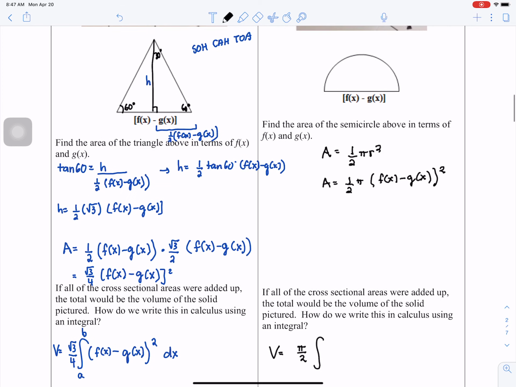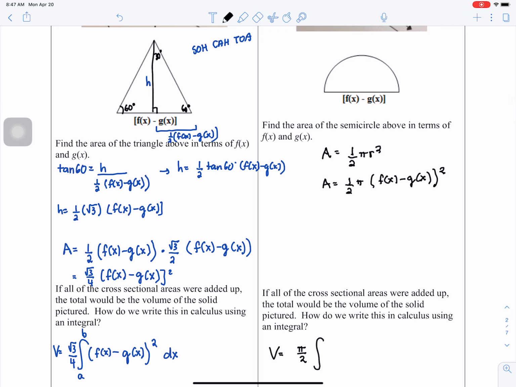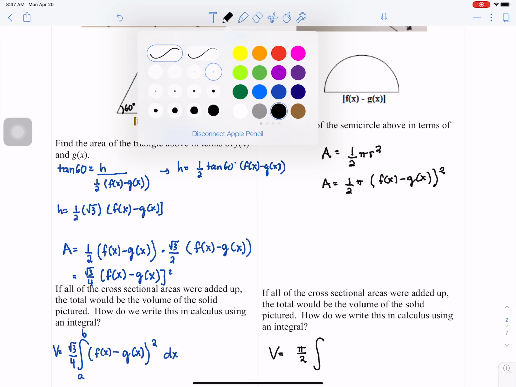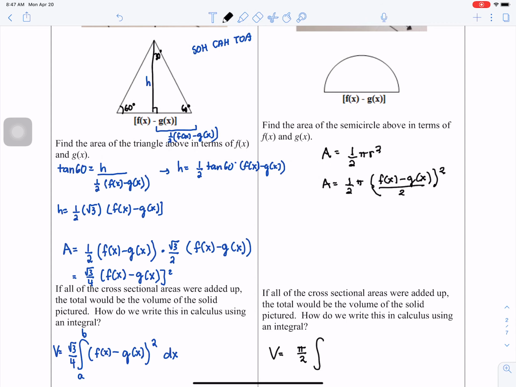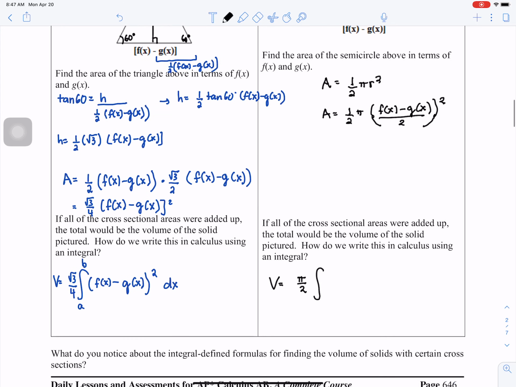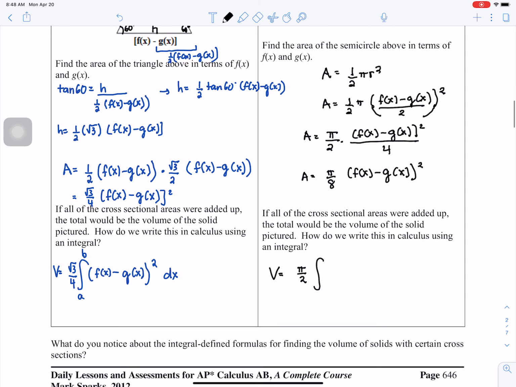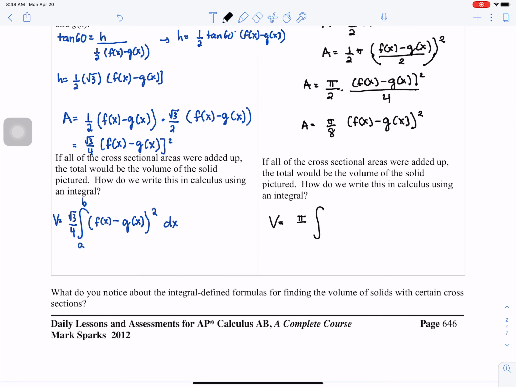Oh, and I just made a careless error. My radius would not be f of x minus g of x. It would be f of x minus g of x divided by 2, because that was my diameter. So when I simplify this, I'd get pi over 2 times f of x minus g of x all squared divided by 4. So that would simplify to pi over 8 f of x minus g of x all squared. So this constant that comes out is pi over 8.